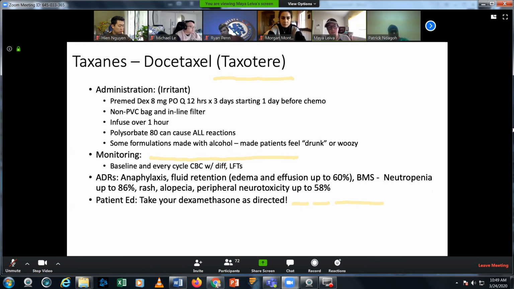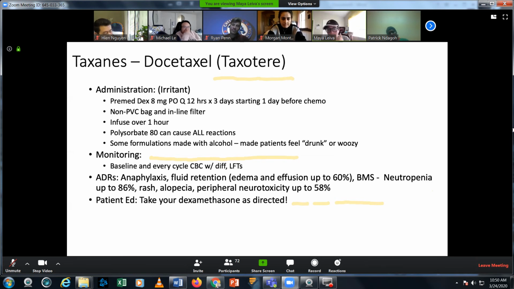And then some formulations are made with alcohol. Before we really knew this, patients would sit in the chair, and some of them would actually basically act drunk. It was very bizarre. We forwarded some concerns to MedWatch and to the FDA, and they did a bit of an investigation, and then they released a big statement saying, make sure you tell your patients not to drive after they get docetaxel, because some of the formulations basically have pure ethanol in them. So they have separate formulations now that don't have alcohol.